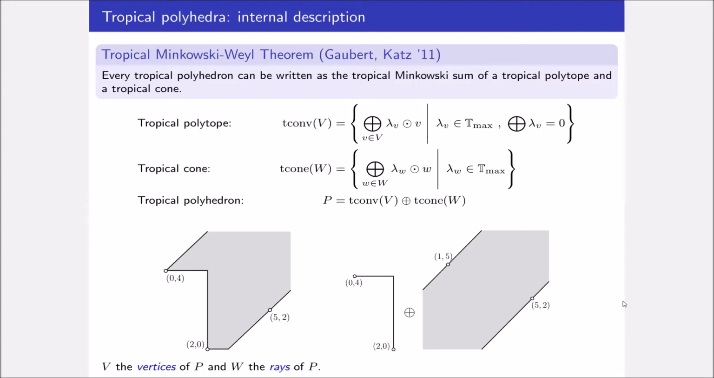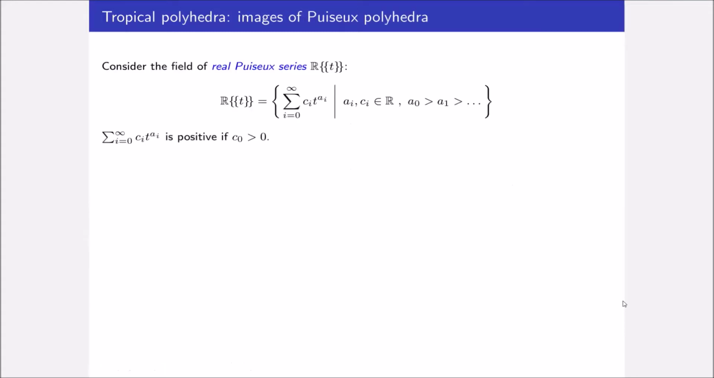Rather than just thinking of these as purely max-plus objects, we can think of them as the image of ordinary polyhedra or Puiseux polyhedra under some valuation map. So again, Stefan has nicely defined this for me already, but I will just quickly reiterate. I'm going to look at the field of real Puiseux series. These are formal power series of this form.